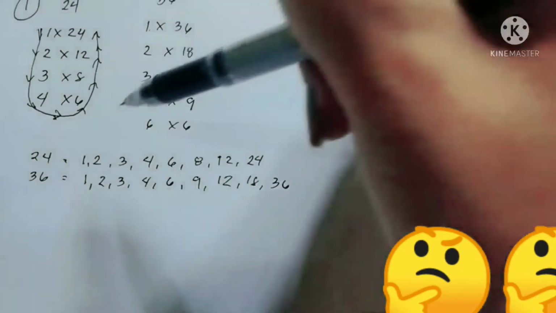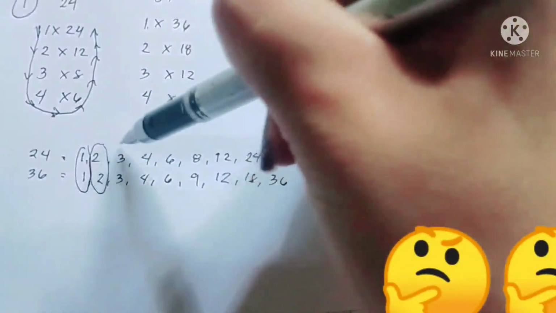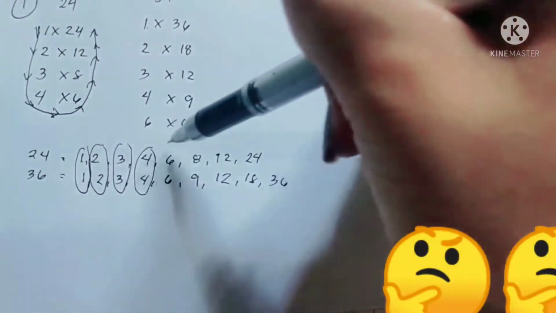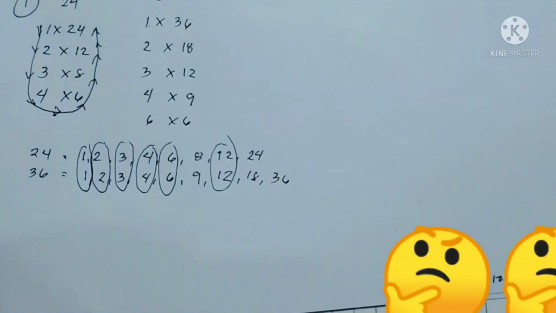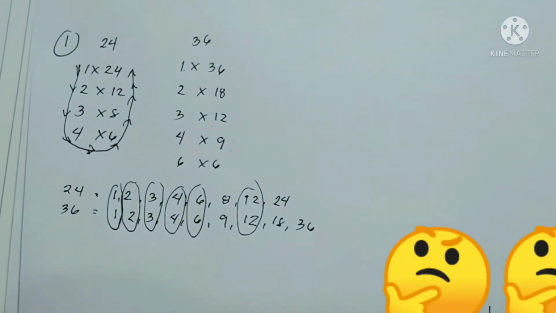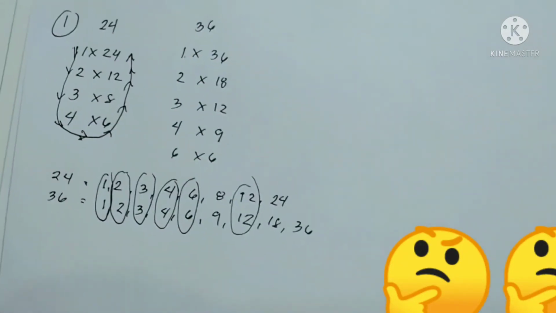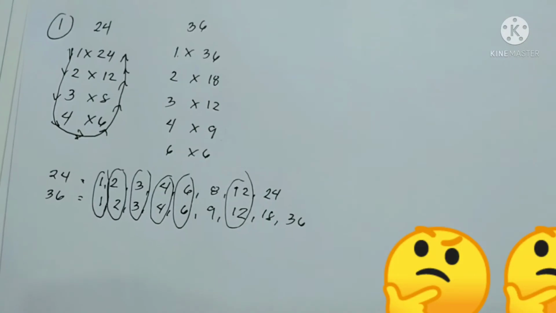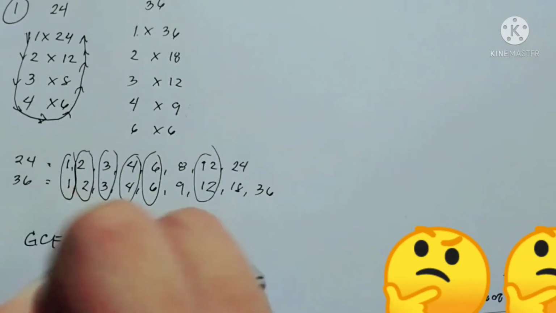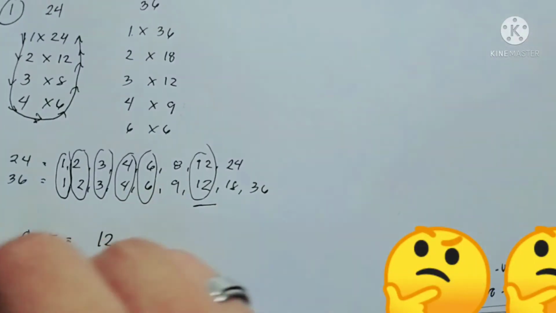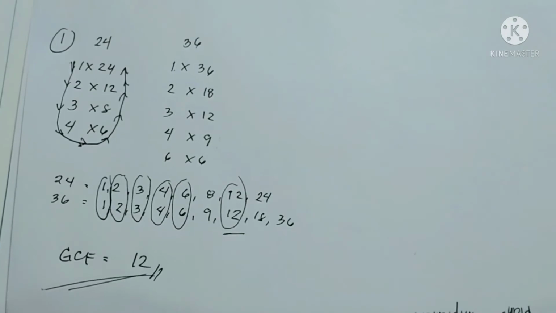So, katulad kanina, ibo-box niya. Ngayon i-circle na lang natin yung mga common factors o yung mga magkakamukhang factors ni 24 and 36. Ayan. Ngayon, pipiliin natin kung sino yung pinakamataas na factor sa lahat ng binilugan natin. So, ang pinakamataas ay si 12. Ayan. So, ganyan lang po kadali ang listing method.